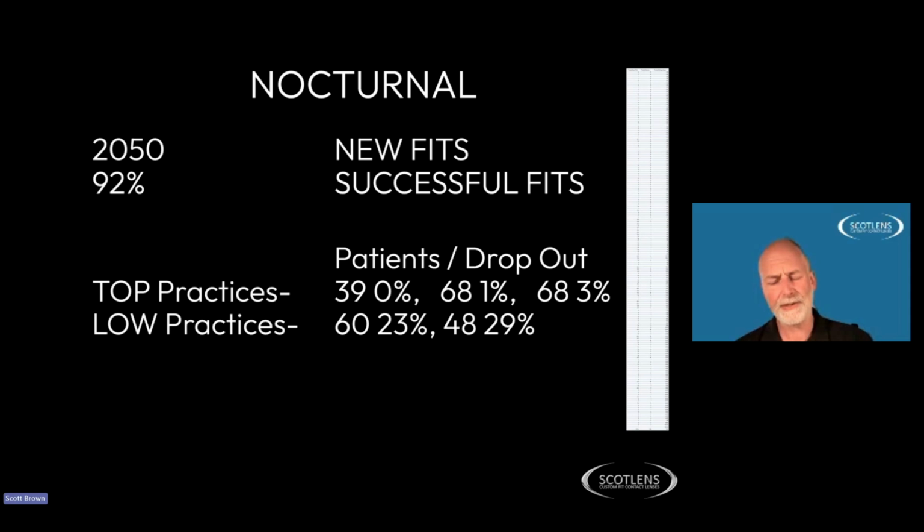Now it varies quite a lot between practices, and this is quite interesting, something I'm trying to look into more. So the top practices, you can see there the patients versus the dropout rate. So 3 practices there, 1 fitted 39, 1 fitted 68, 1 fitted 68, all with very little dropout, 0%, 1%, 3%. And then we've got other practices, again, fitted lots of patients, 60 patients with a 23% dropout, 48 patients with a 29% dropout. Now, this is post LASIK, this is high prescriptions, this is everything thrown into the mix. These aren't all the kind of ideal patients that we should be fitting, but there's definitely differences in success rate between different practices.